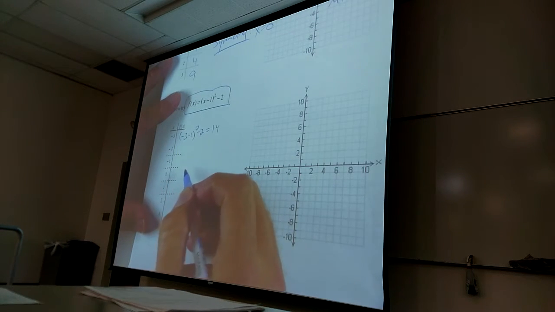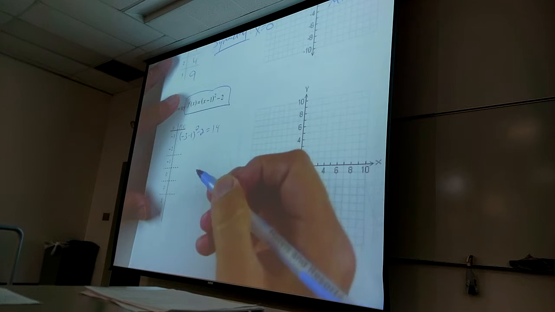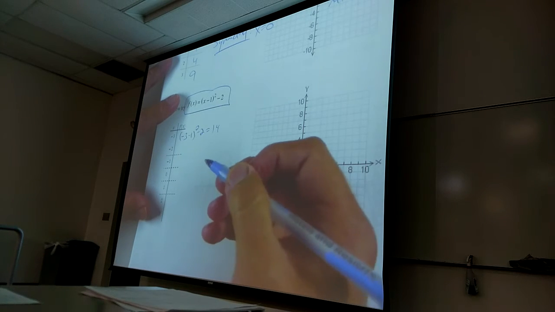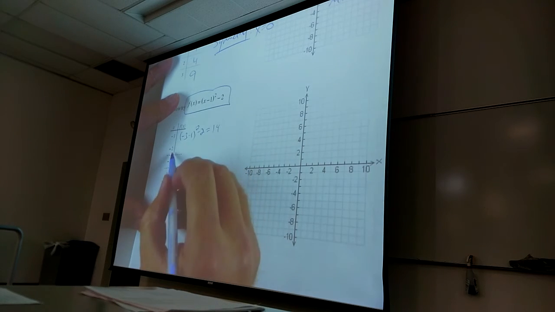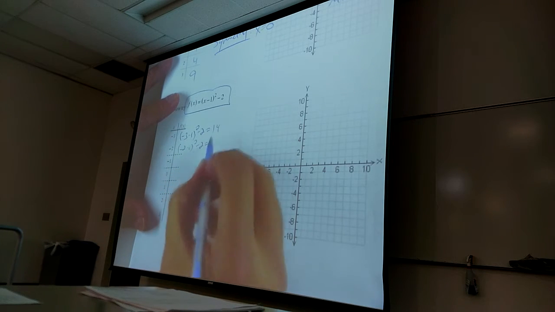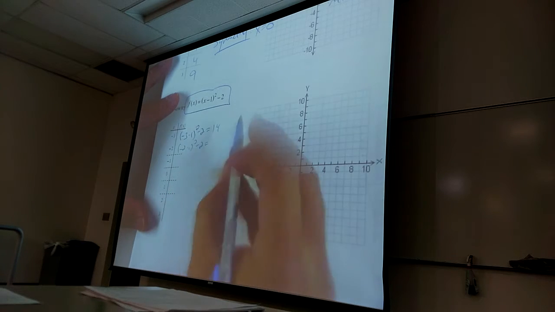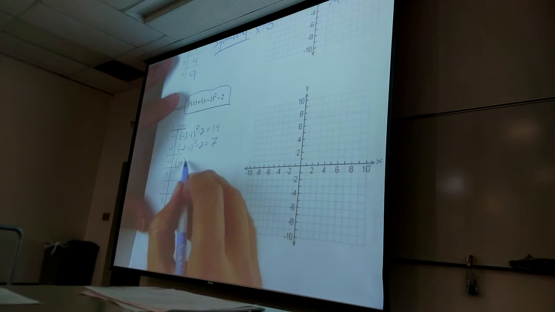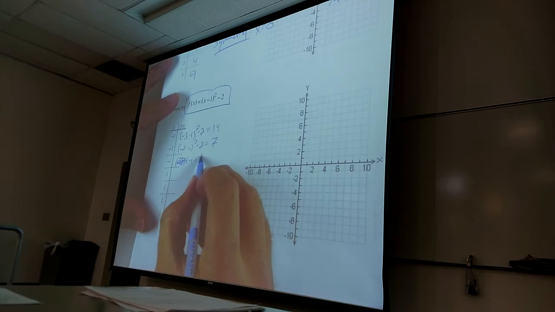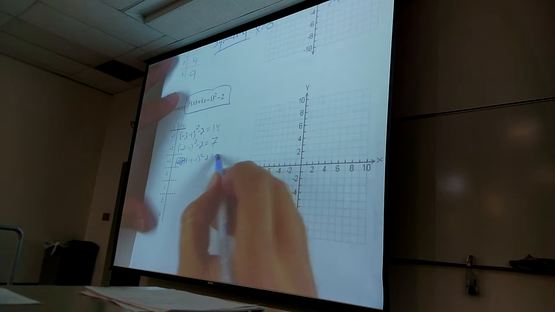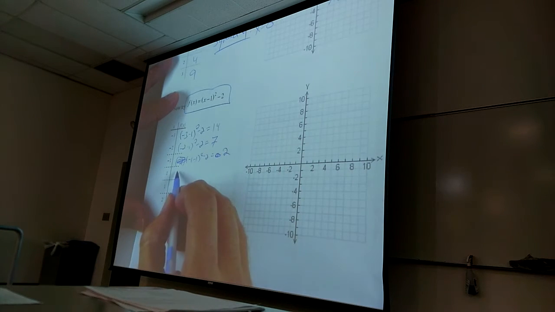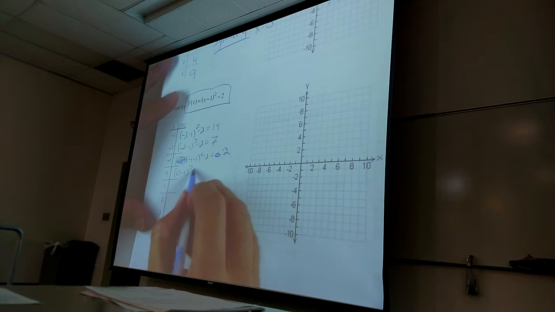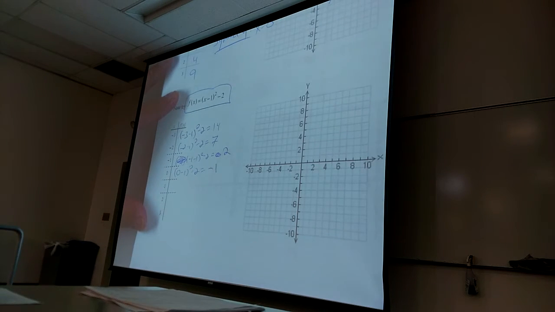By the way, when you make an XY table, you do not have to plot every point you get. You make a bunch of points and pick the best ones. As long as you know what the shape is, you're good. Negative 2 minus 1 squared minus 2: this will be 9 minus 2, 7. Negative 1 minus 1 squared minus 2: negative 1 minus 1 is negative 2, squared is 4, minus 2 is 2. When I plug a 0 in, 0 minus 1 is negative 1, squared is 1, minus 2 is negative 1.